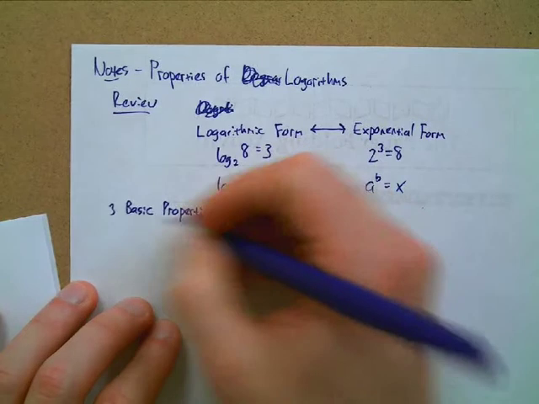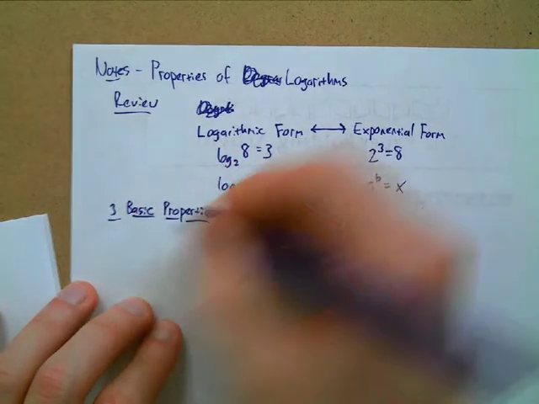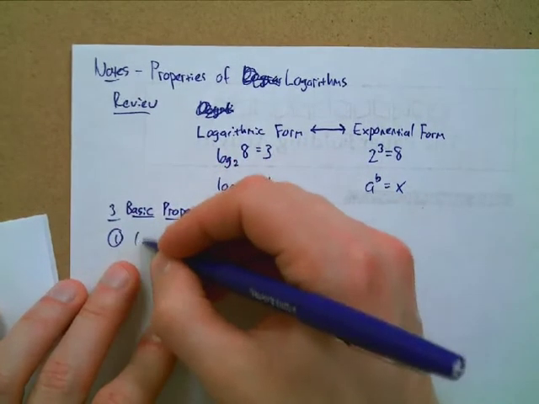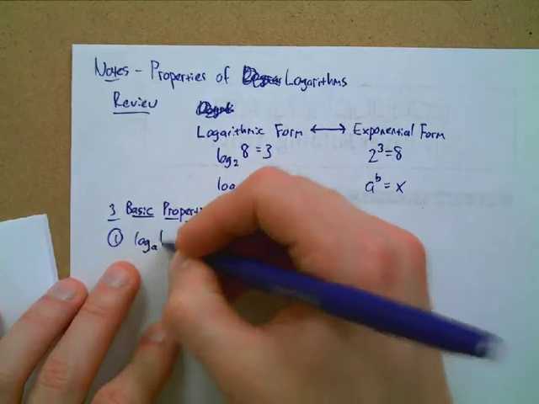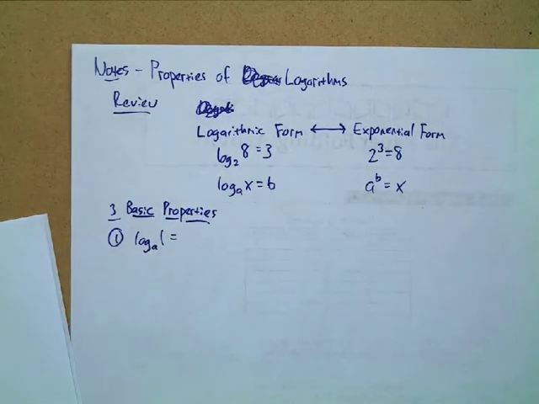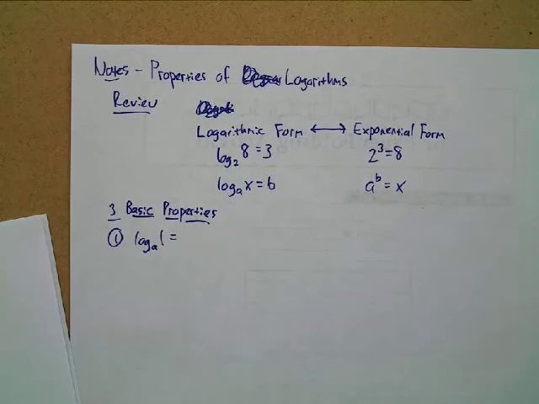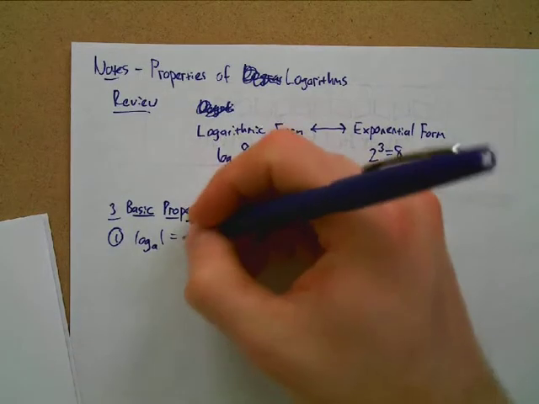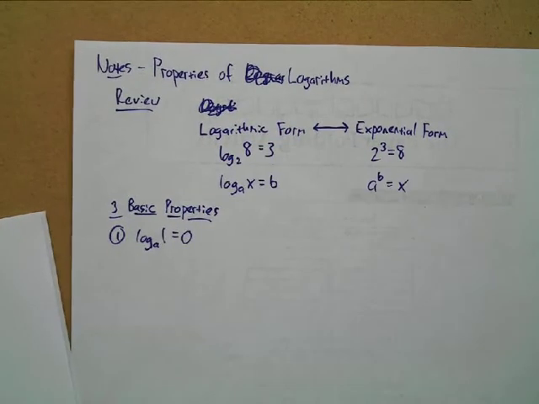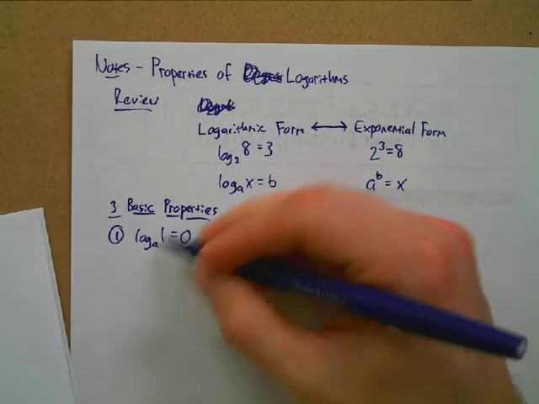3 basic properties. First, log base a of 1. No matter what your base is, log base a of 1 will always be what? Or a to what power will give us 1? 0, right? Anything to the 0th power gives us 1, so that's why log base a of 1 is always going to be 0.